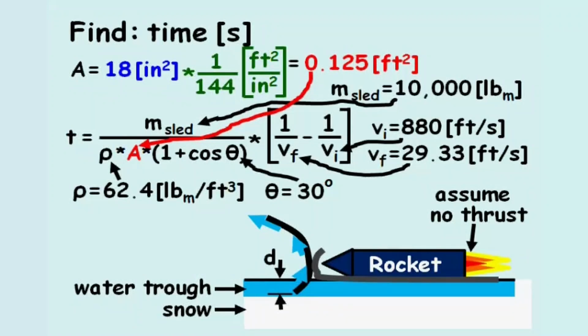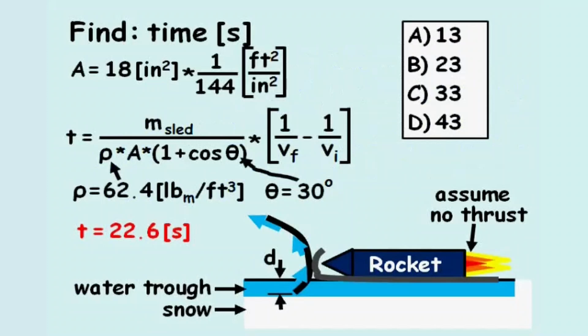Now that we've calculated all the input variables, the time it takes the rocket sled to slow down equals 22.6 seconds. When reviewing the possible solutions, the answer is B.